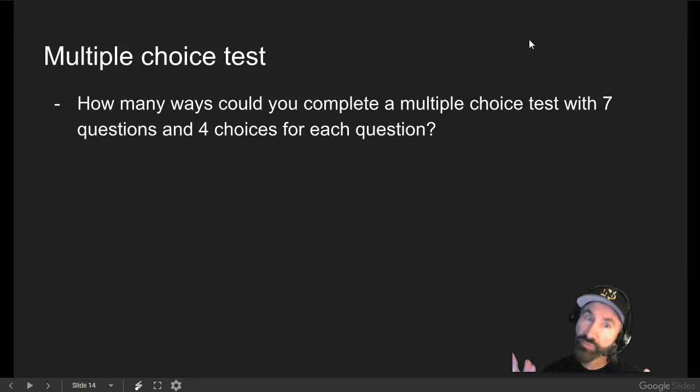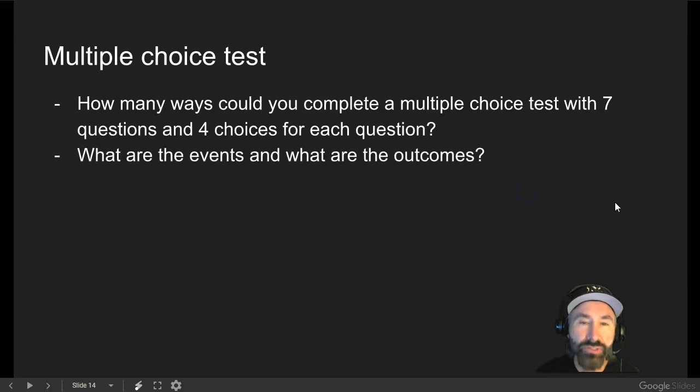And one reason why we might want to count how many possible outcomes there are, in this case a multiple choice test, is because what if we didn't study? And what if we had to guess? I wonder what the probability is of getting an A on a multiple choice test with 7 questions and 4 choices for each question. What are the odds that I guess enough correct to get an A on the test, or even a B or a C? Well, at a bare minimum, it would be nice to know how many possible ways you could complete a test like this. Let's take a look.